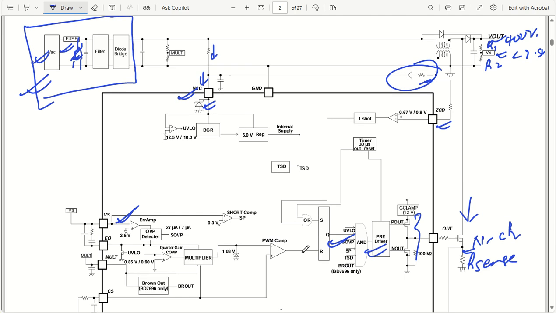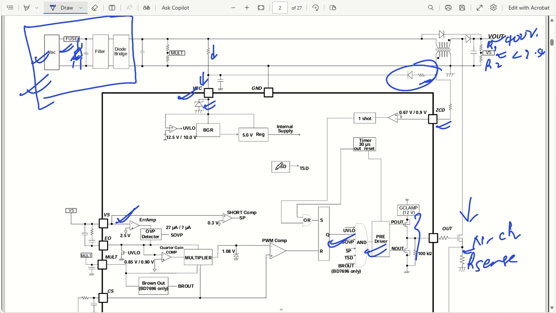Alright, so this was all about the block diagram of this particular IC. And as you can see, internally we have a VCC, and that is going to go to a regulator or something like that. We have a bridge, a 5 volt regulator, and this is going to get used for our internal circuitry.